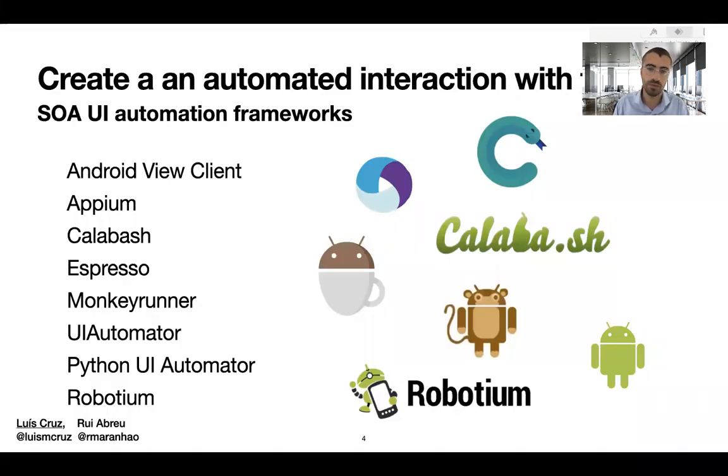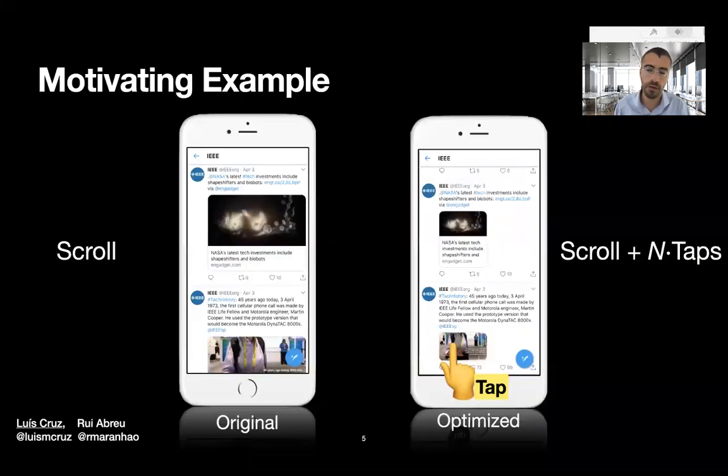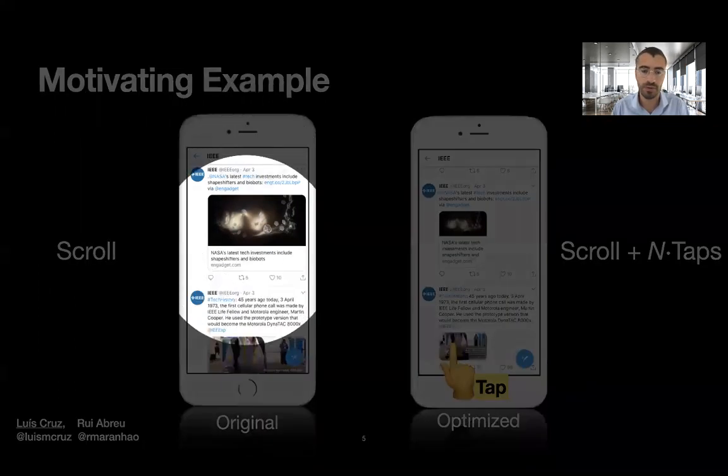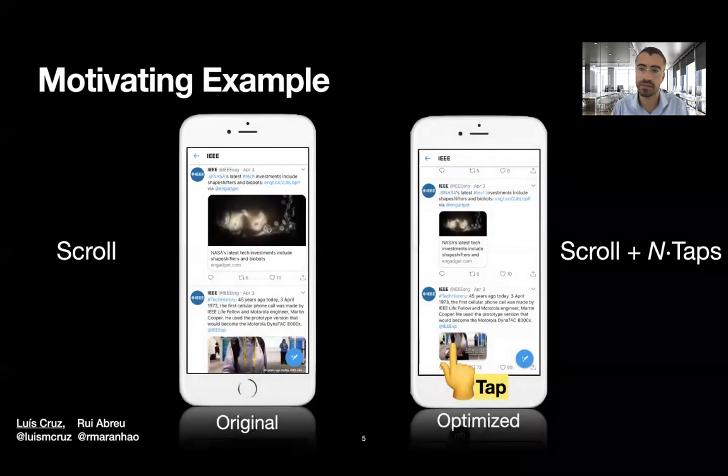To do automated interactions, developers can resort to all these different kinds of frameworks. We have Appium, Calabash, Espresso, and so on and so forth. To give an example of where we need to worry about energy tests, consider the original app, which is a tweet feed that can show media content, for instance, images, videos, and so on. Developers wanted to make the app more energy efficient, and they decided that, instead of rendering high resolution images, they would just show a small thumbnail of the image.